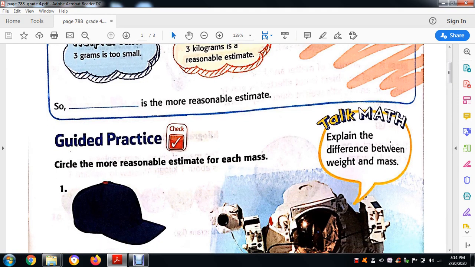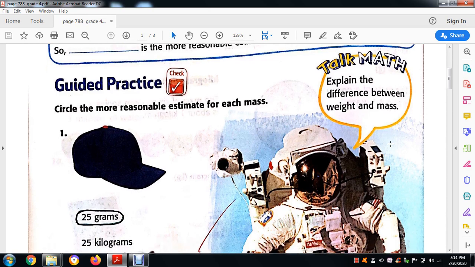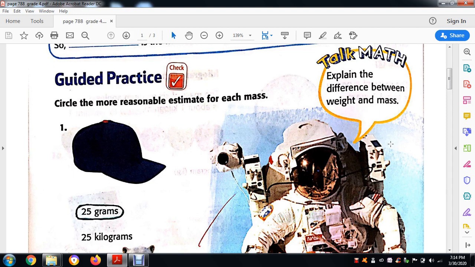Now we are coming to the exercise. Circle the more reasonable estimate for each mass. Number 1, you can see it is a cap. Two options are given, 25 grams, 25 kilograms. Cap is a small size, 25 kilograms cannot be possible. Appropriate answer is 25 grams. We will circle it.